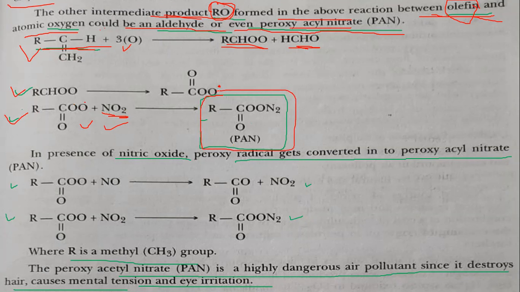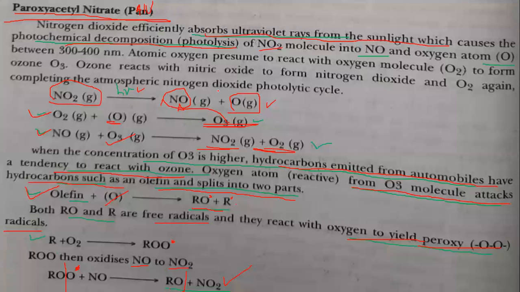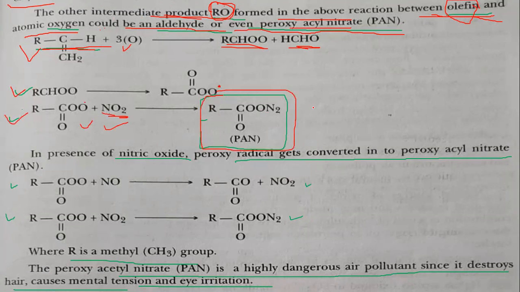Now, in the presence of nitric oxide, the peroxy radical gets converted into peroxyacyl nitrate. What happens? See, this is the acyl. Now this radical reacts with the NO, and there is a formation of NO2 and a peracyl group.